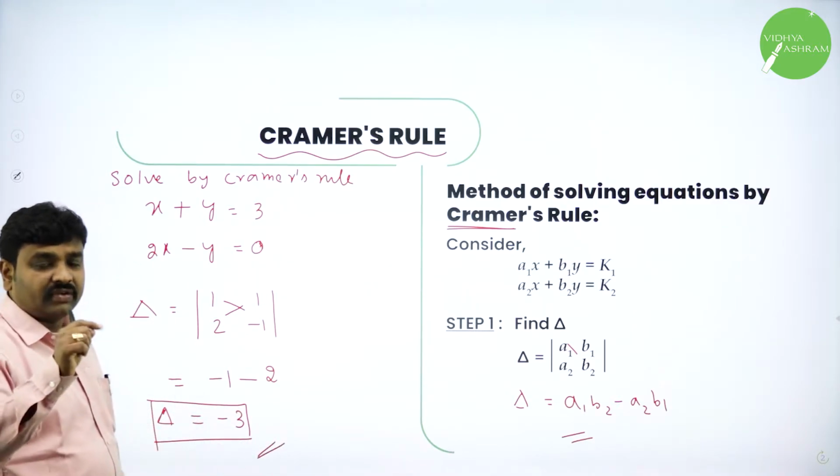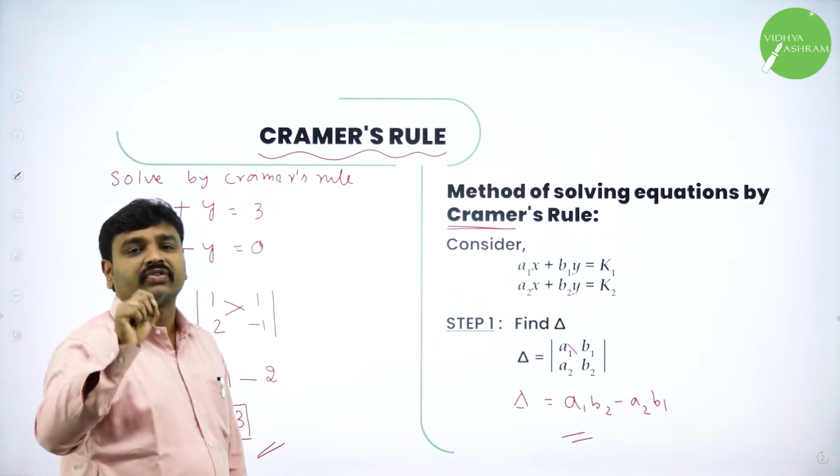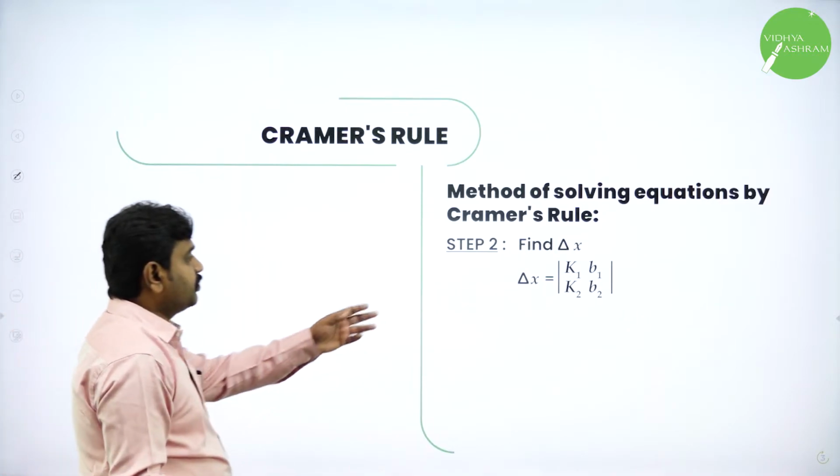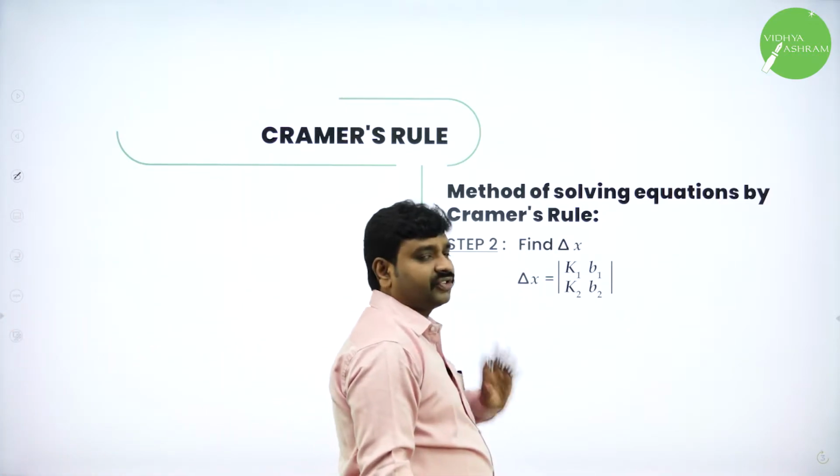First step, you should get the value of delta, the determinant of the coefficient matrix. Then in the second step, we will find delta x. We will find what?